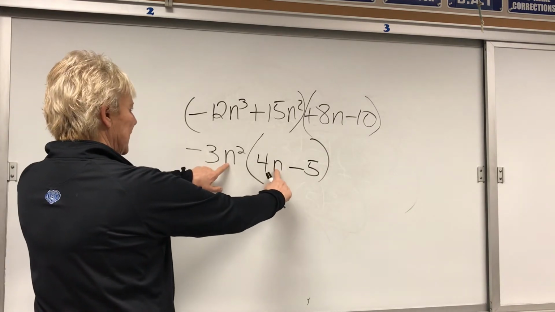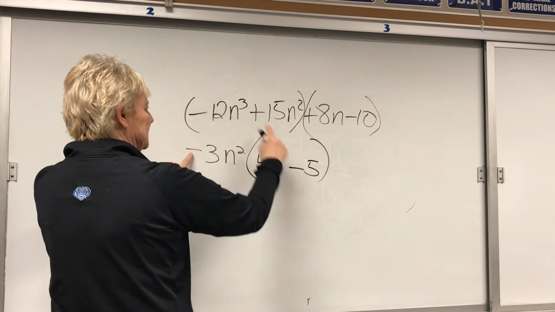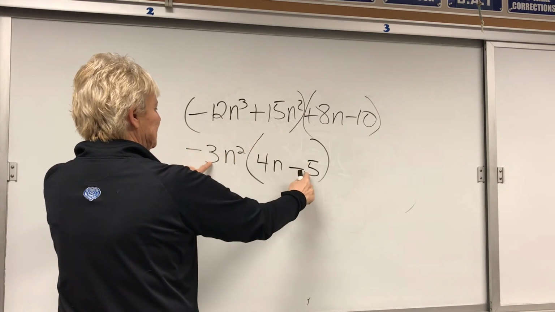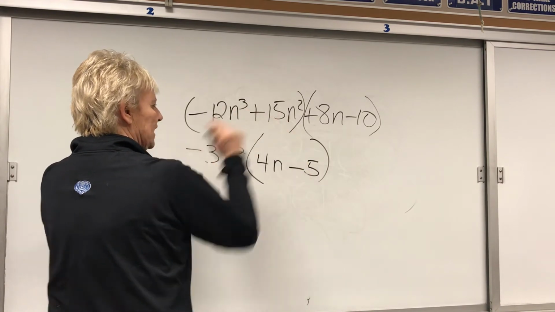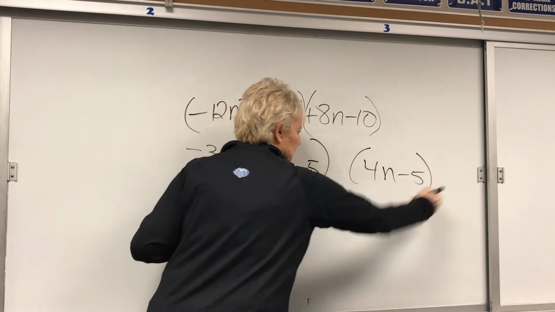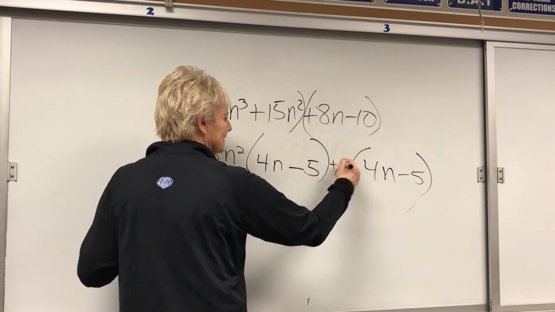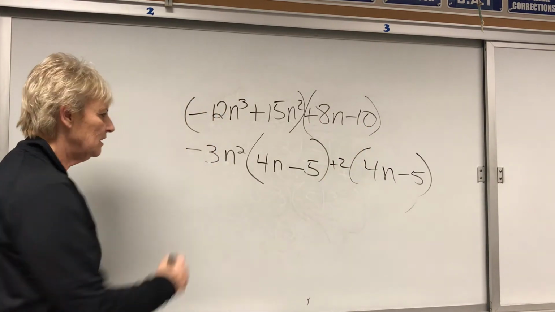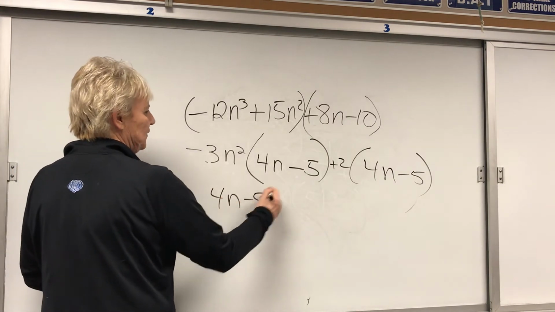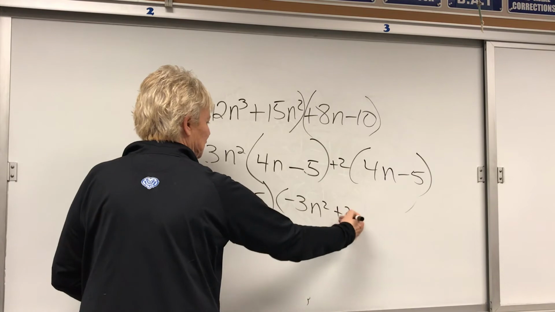Negative 12n cubed. Check. Positive times positive, negative times negative is positive. 15n squared. Check. Always write the same thing again. Now, all you got to do is figure out how does a 4 become an 8. There it is. 4n minus 5, negative 3n squared plus 2.